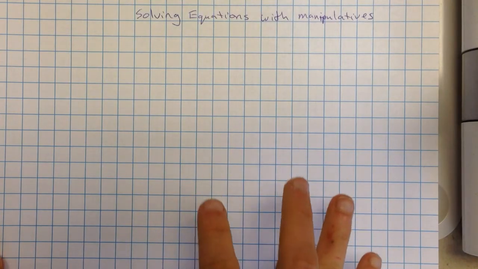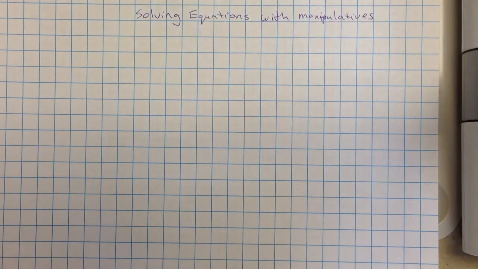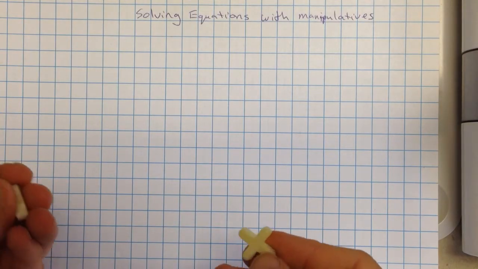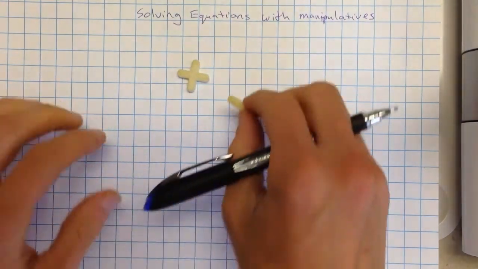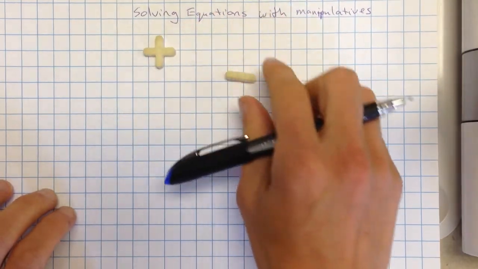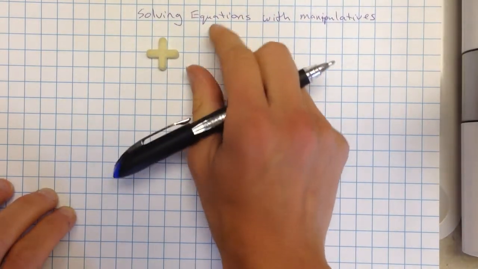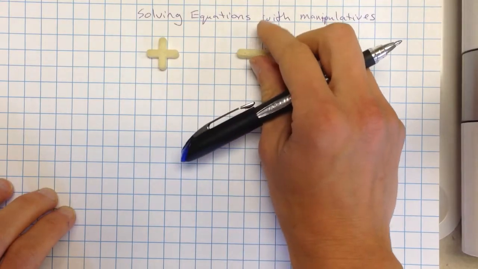Okay, so I want to talk a little bit about solving equations and using manipulatives, or we could call these models, just physically showing what it really means to solve equations. This starts with algebra tiles. We're going to use these to symbolize a positive and a negative. A plus sign is going to symbolize 1. A negative symbol is going to signify a negative 1.